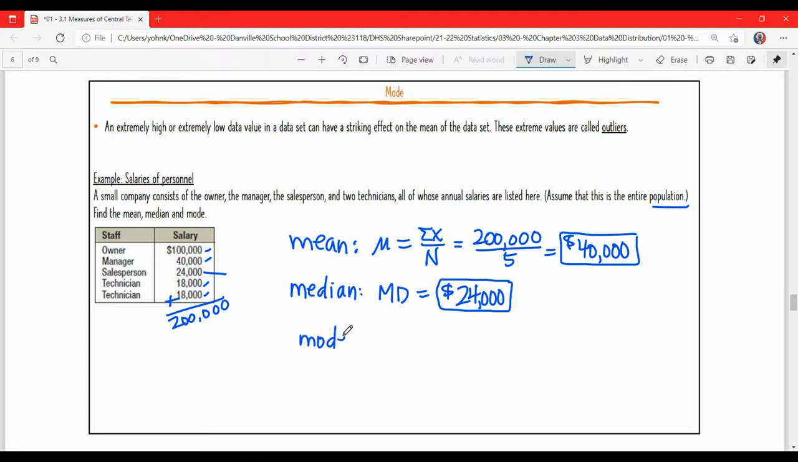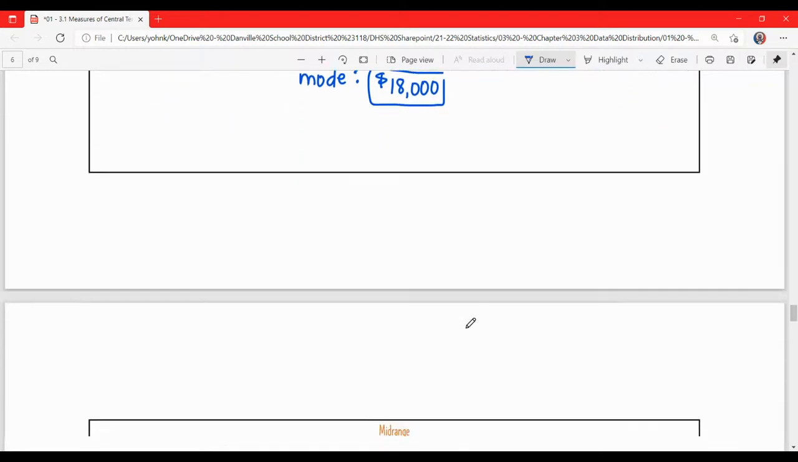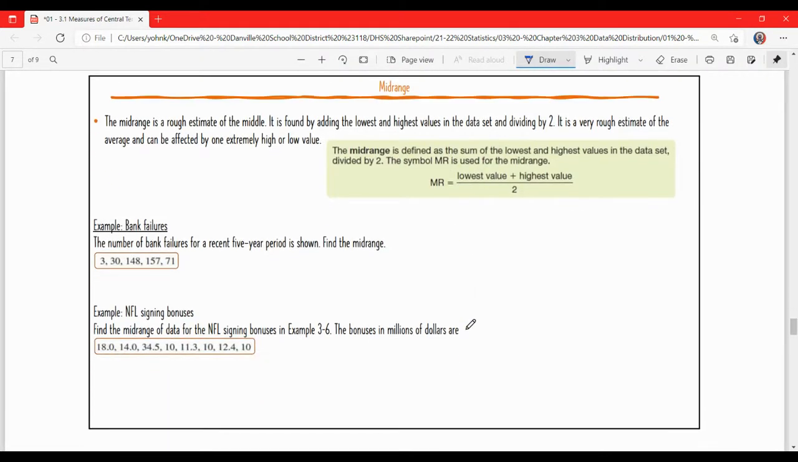Then we have the mode. The mode is the one that appears the most often. In this case, I have two 18,000s, so my mode is 18,000. Okay, so that is the third measure of central tendency, mode. We have one more measure of central tendency. It's called the mid-range. And the mid-range is a rough estimate of the middle.